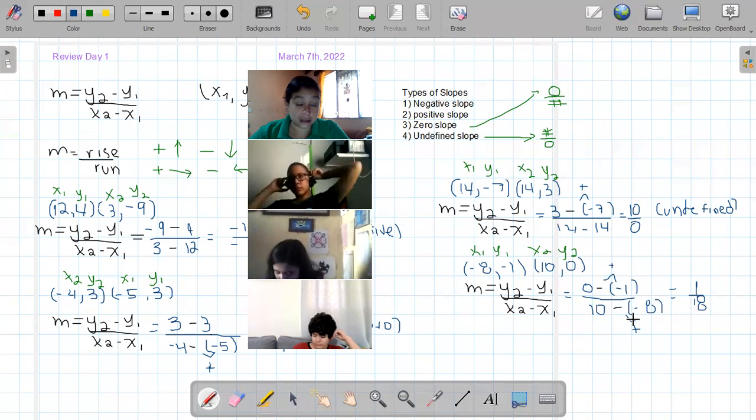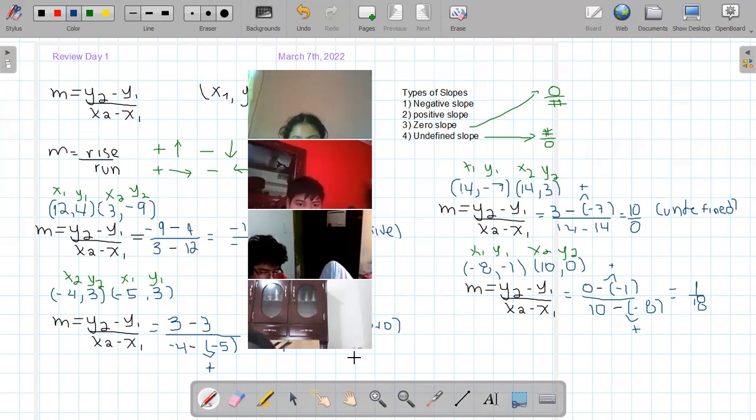You multiply signs, okay? If x2 is positive and x1 is negative, you will have to multiply the signs. Negative times negative, positive, okay? And then you add. Okay, so this is the first part, which will be the introduction to slope.